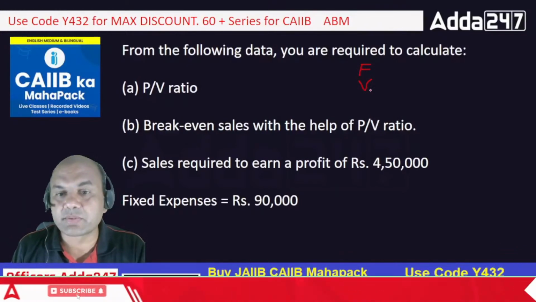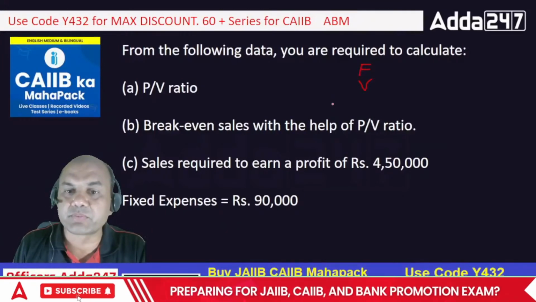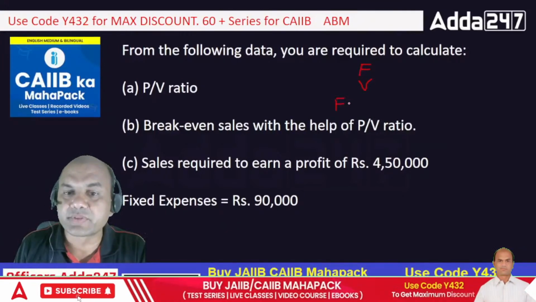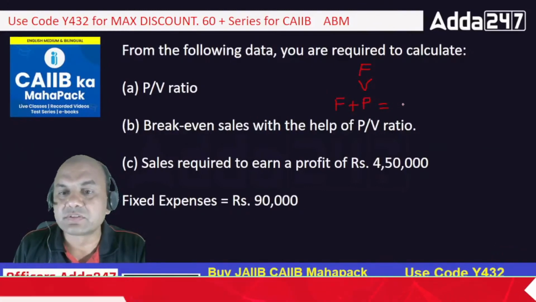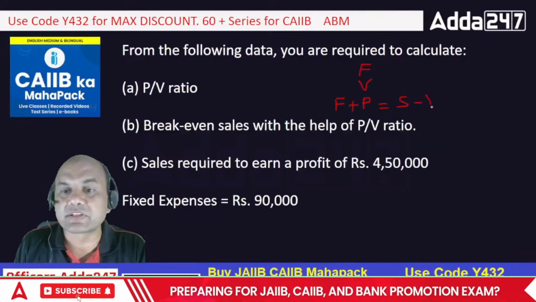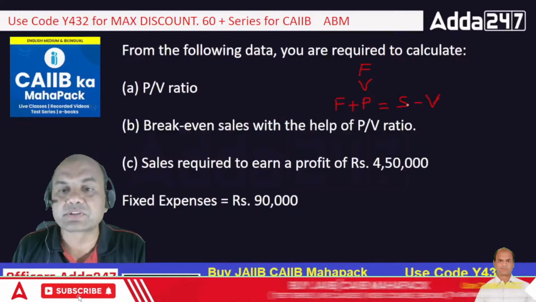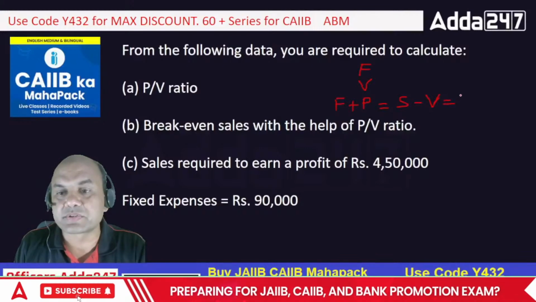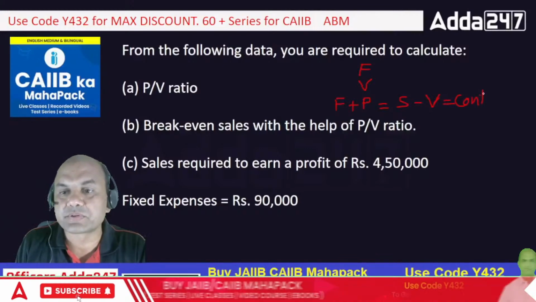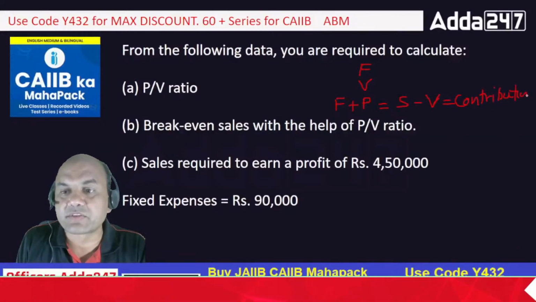Because the equation, remember, your first target in any break-even point problem is F plus P equals S minus V. This equation you should know by heart throughout your life. Fixed cost plus profit equals sales minus variable cost, and this is called contribution. So remember this equation by heart.